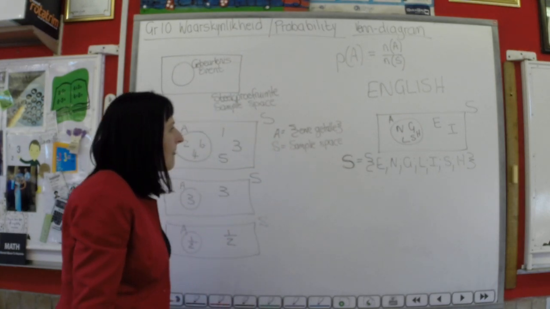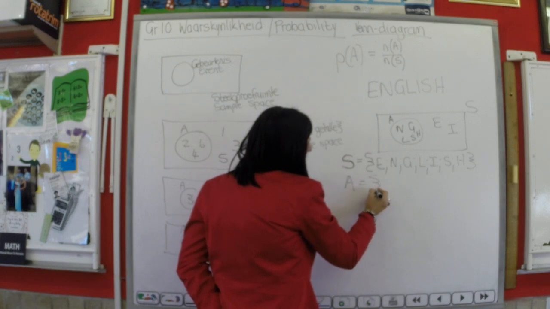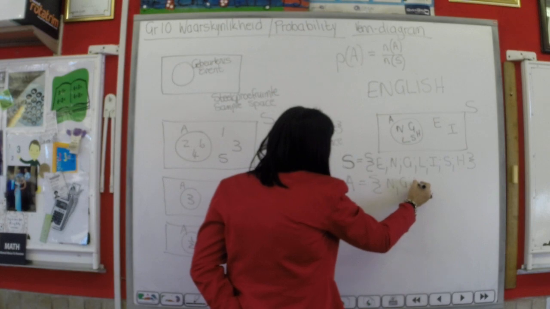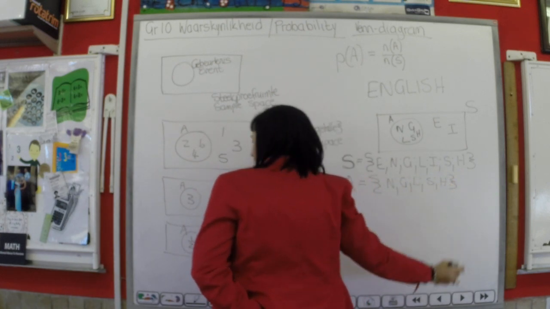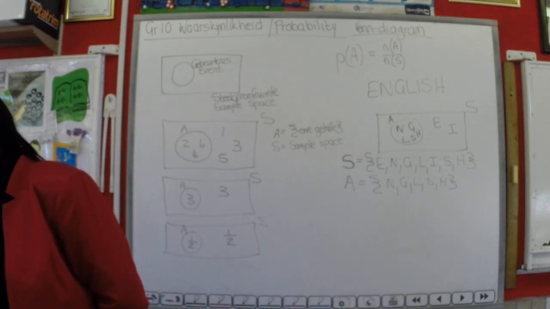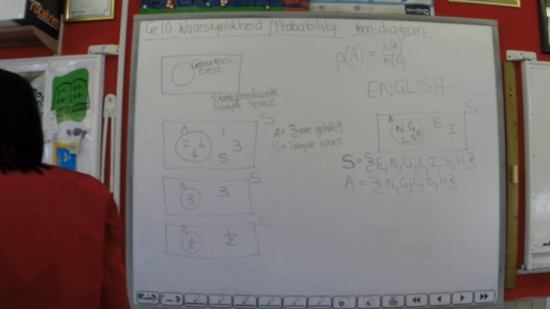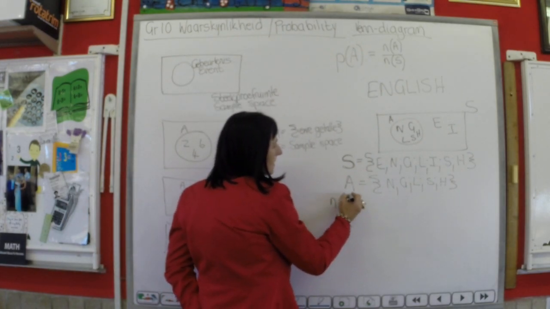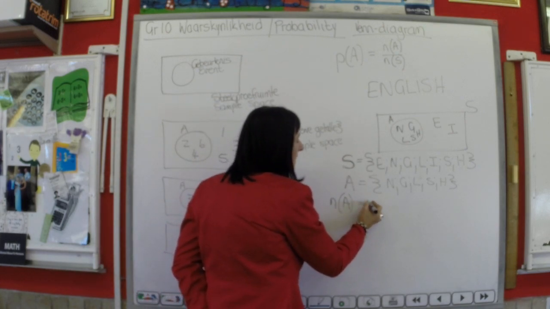Right. Now the event A is going to be N, G, L, S, and H. That's my event. Written down all the elements of the event and the sample space. Volgende vraag is, skryf die N van A en die N van S neer. Die N van A staan vir the number of elements in A.